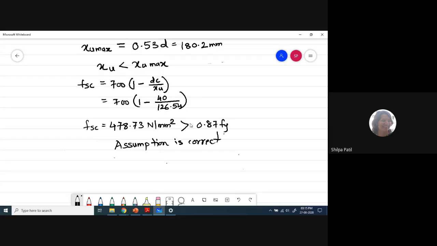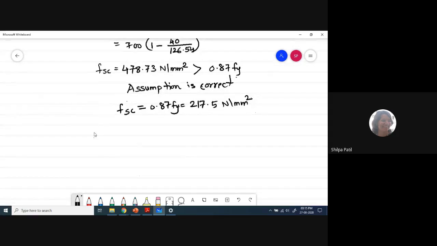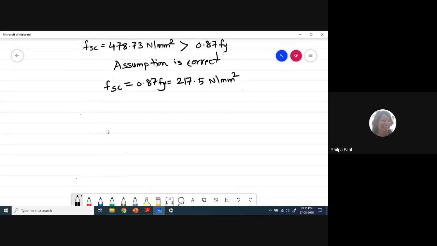Anyway, when the FSC value exceeds 0.87 FY, we have to limit it to 0.87 FY only. So it is 0.87 FY, that is 217.5 Newton per mm square. So our assumption is correct, and our calculated XU value is also correct. So let us put the values in MUR to find out the moment of resistance.